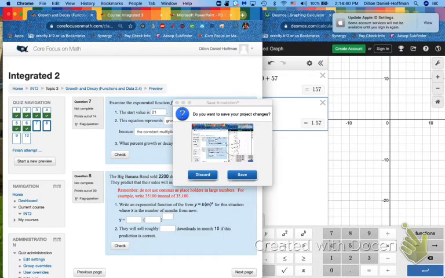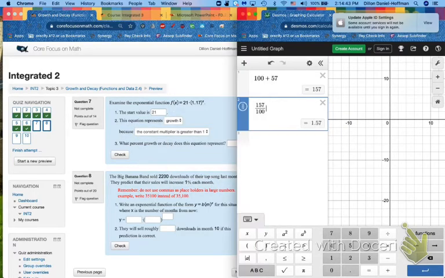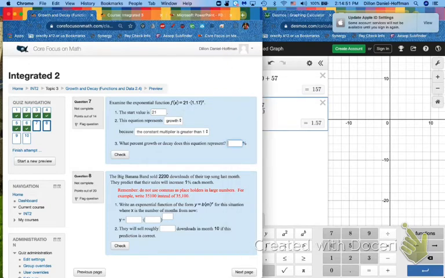All right, what percent is it growing? Well, remember, if it's growing by 57%, it ends up being 1.57. So if it's 1.17, that means it's growing by 17%. And we just put in the digits as always, no percent sign. That'll mess it up.